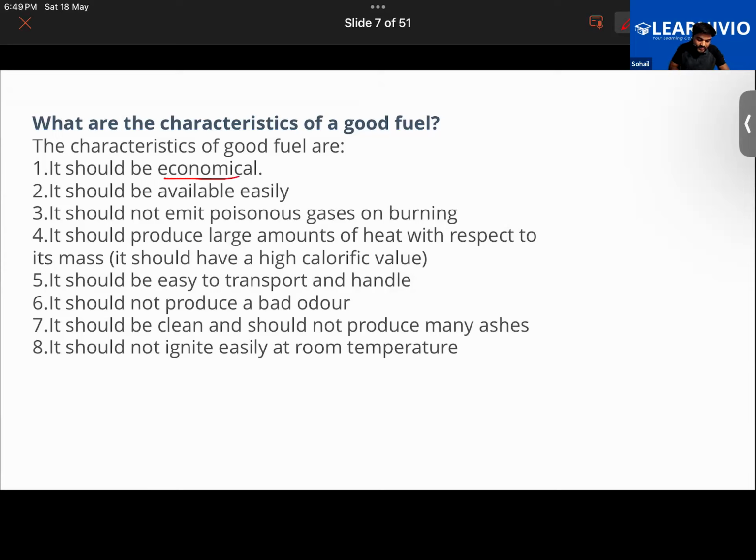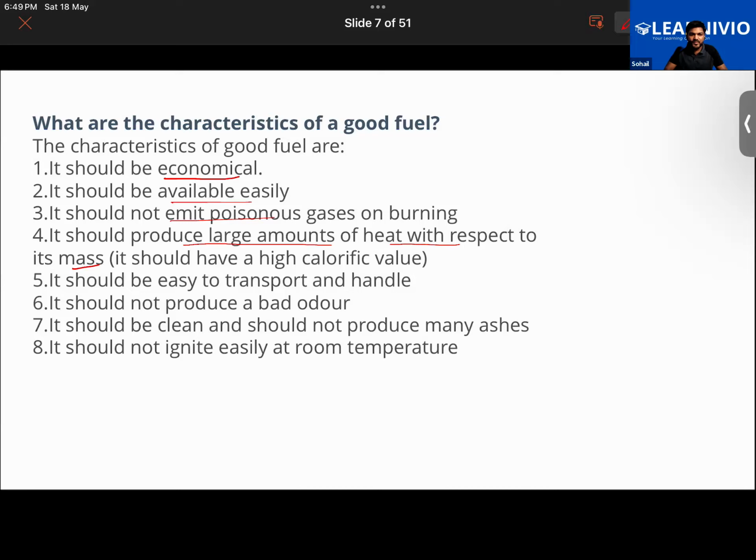It should be economical, that is, it should not be too expensive. It should be available easily in nature. It should not emit poisonous gases upon burning. It should not produce any leftovers. Another thing is that it should produce a large amount of heat with respect to its mass, meaning that even with a small amount of mass, it should produce a large amount of heat. In other terms, we say that it should have a good calorific value.